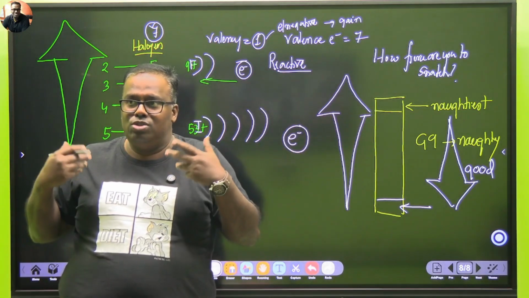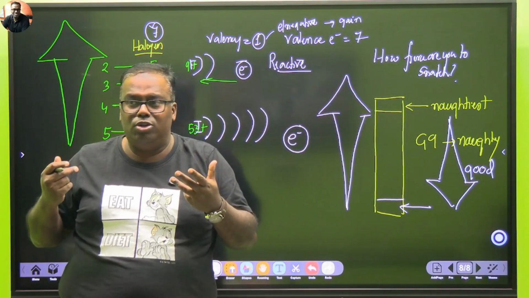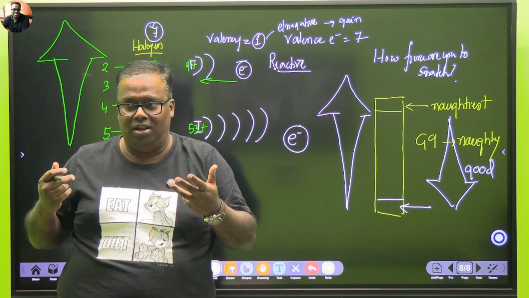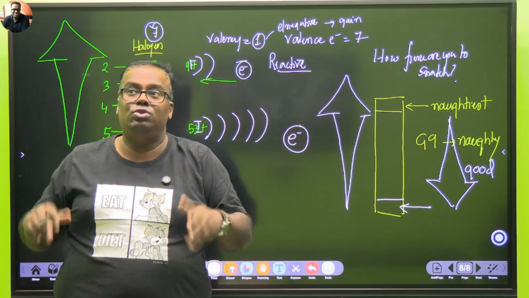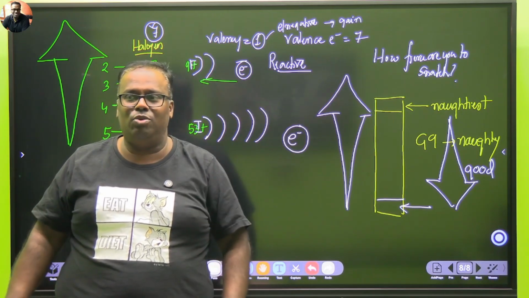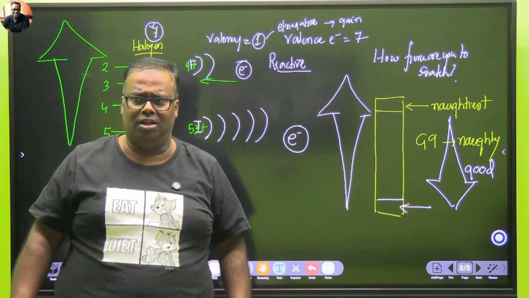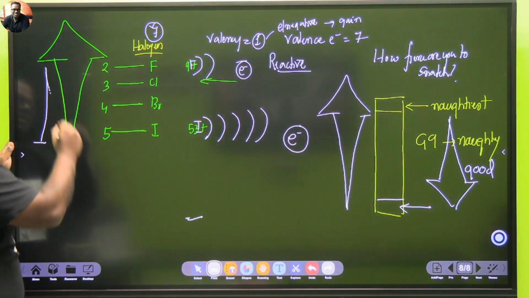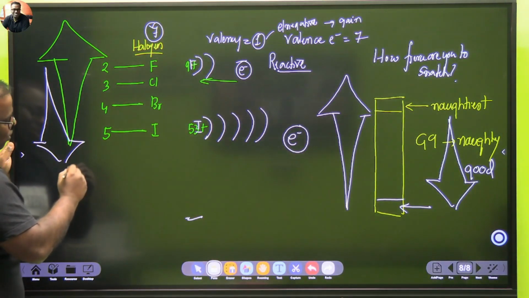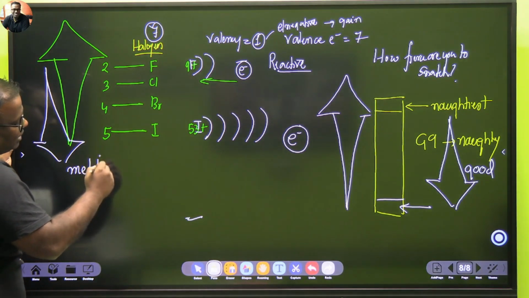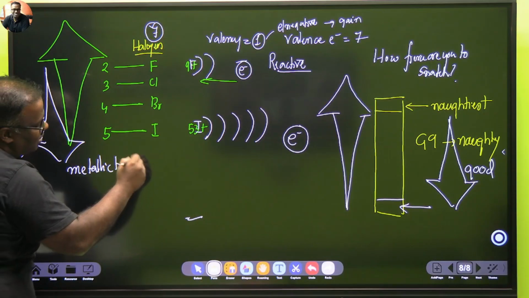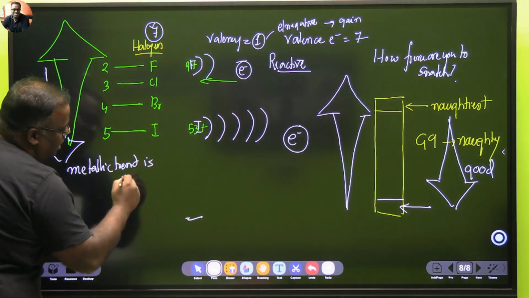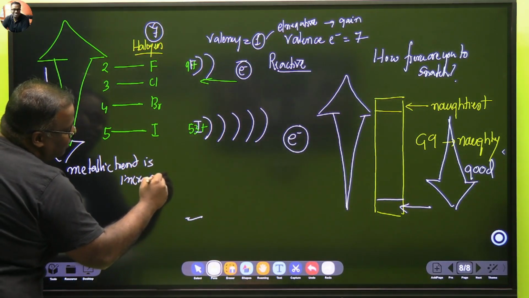If you gain electrons very quickly, what do I call you? Non-metal. If you do not gain electrons so quickly, what do I call you? You're not a good non-metal. So what trend is visible in you? Metallic trend is increasing. Your metallic trend is increasing. This is very, very confusing to understand.